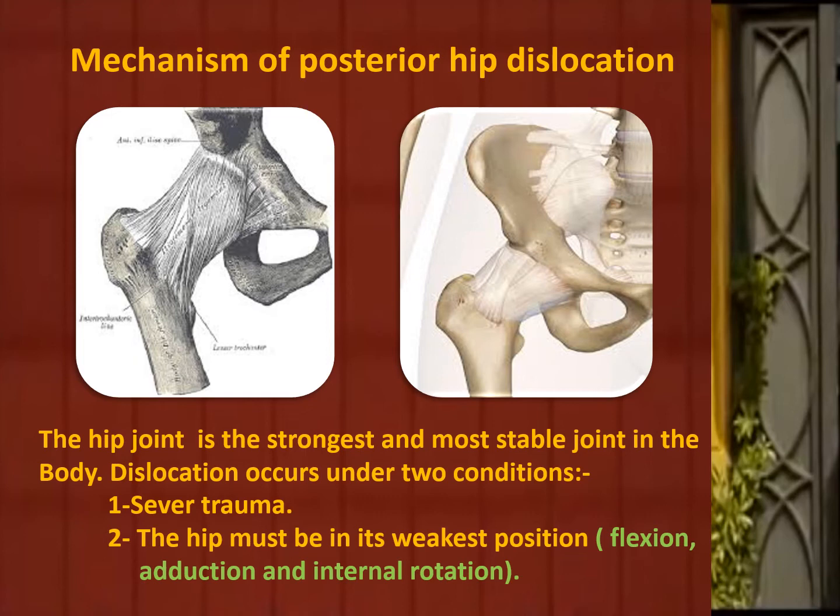To understand this, in the neutral position, the hip is in its strongest position because it is completely covered and surrounded by the acetabulum. But when the hip is flexed, adducted, and internally rotated, the hip is not covered now by the acetabulum, and it is very weak. It is in its weakest position, and any trauma can dislocate it posteriorly.